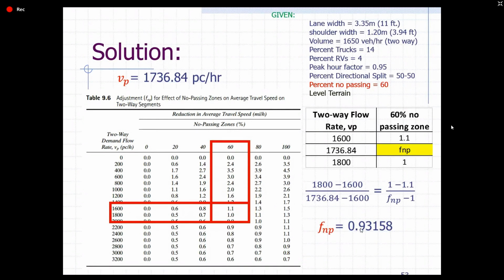So you now have your FNP is 0.93158. Take note dun sa exam, hindi ko pinapasolve yung buo. Normally, ang tinatanong ko lang is ano yung value ng FNP. So you just have to familiarize lang.